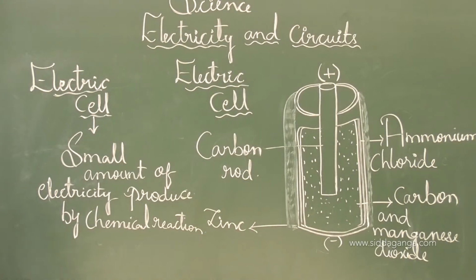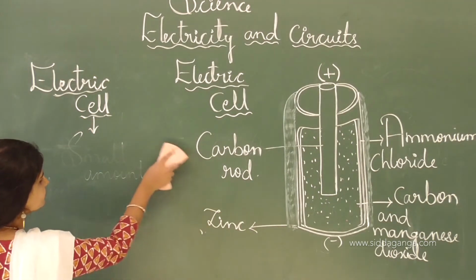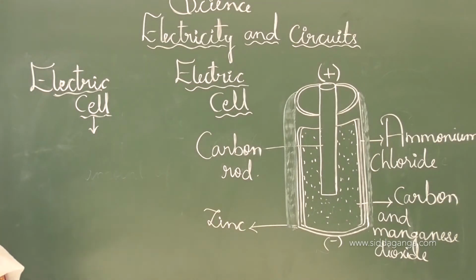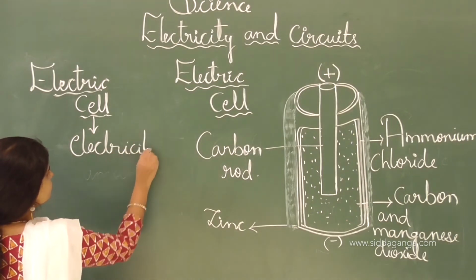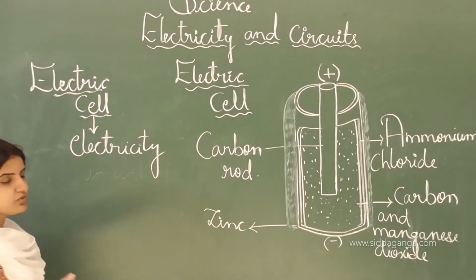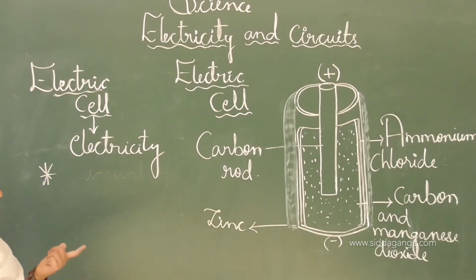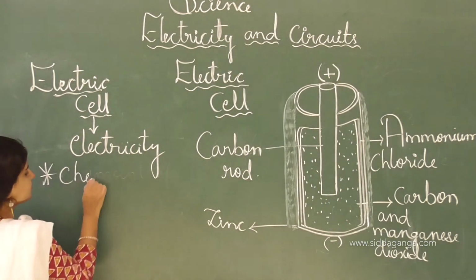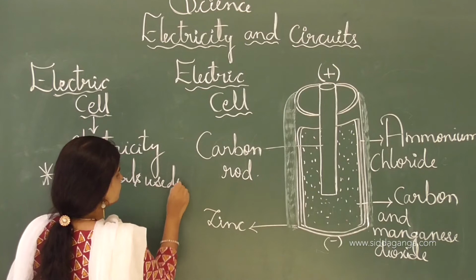The electric cell produces electricity due to the chemical reaction. Till how long will this electric cell produce electricity? Till the chemicals are used up.